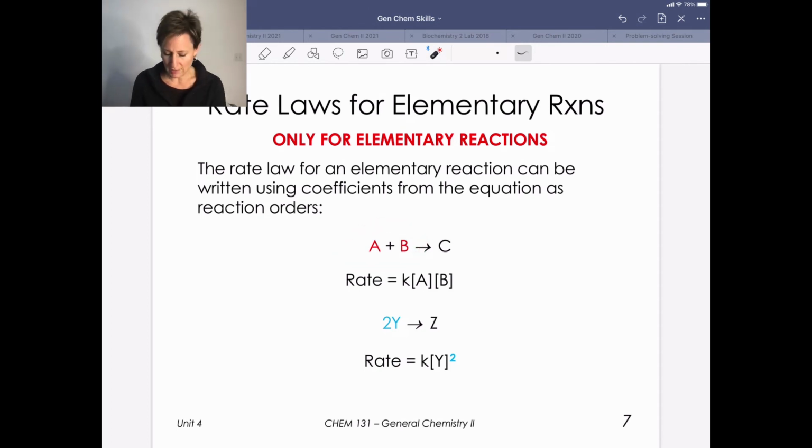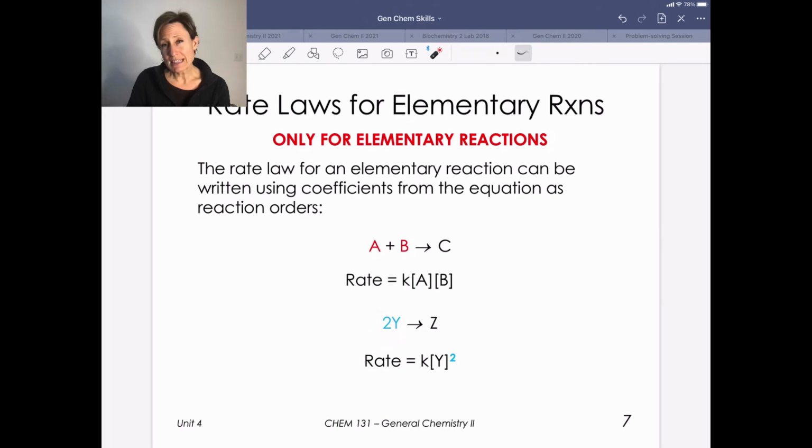For example, looking at this guy, the rate law would be rate equals rate constant times the concentration of A to the first power times B to the first power, because it's first order with both of these because that's what the coefficients are. Let's take another hypothetical reaction. If 2 Y's interacted to form Z, well, then we could write the rate law as rate equals rate constant times the concentration of Y squared.